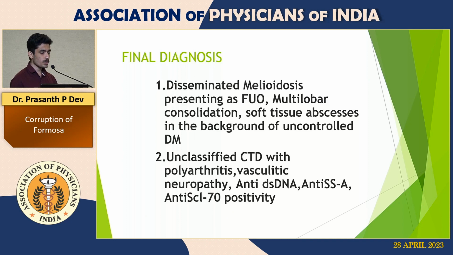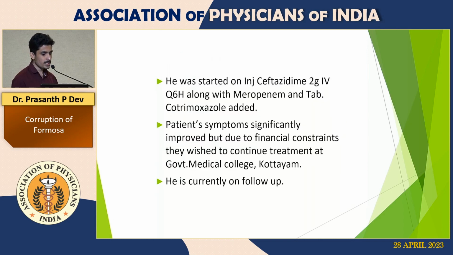So our final diagnosis was disseminated melioidosis, presenting as fever of unknown origin with multilobar consolidation and soft tissue abscess, in the background of uncontrolled diabetes mellitus, with an underlying unclassified connective tissue disorder with polyarthritis, vasculitic neuropathy, and multiple autoantibody positivity. He was started on injection ceftazidime 2 gram IV 6 hourly, along with continued meropenem, and cotrimoxazole was also added. His symptoms significantly improved, but due to financial constraints, they wished to continue the treatment at Government Medical College Kottayam, and he is currently on follow-up.